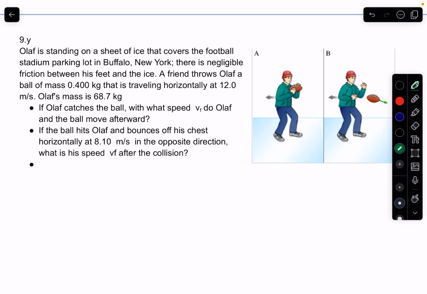Bingo. So he has a mass 1. This is the before: m1 v1 plus m2 v2. This is Olaf, and this is the ball. It's going to be equal to m1... actually, since he's catching it, (m1 plus m2) times v final. Your goal is to find v final.